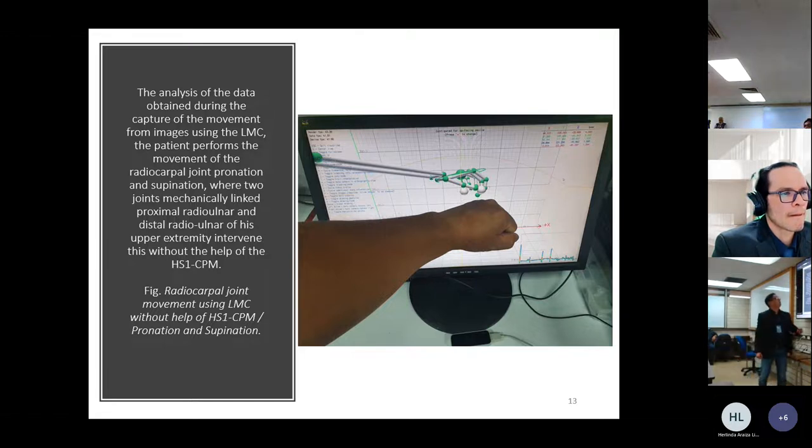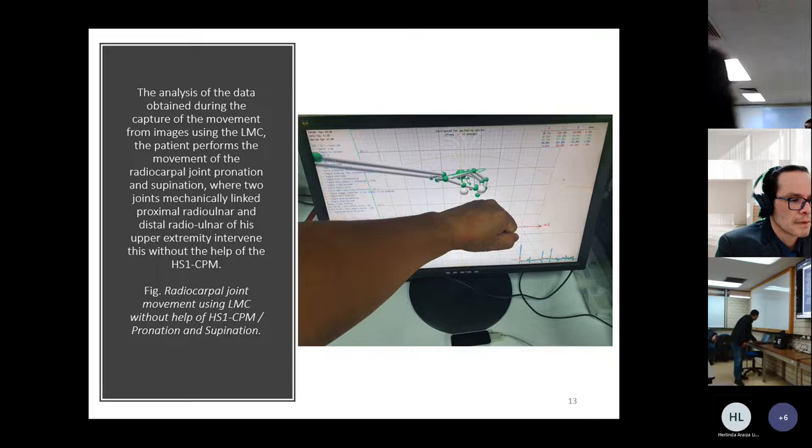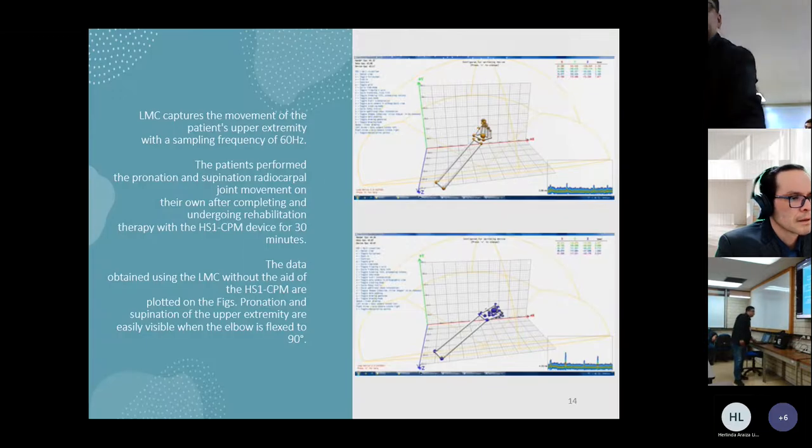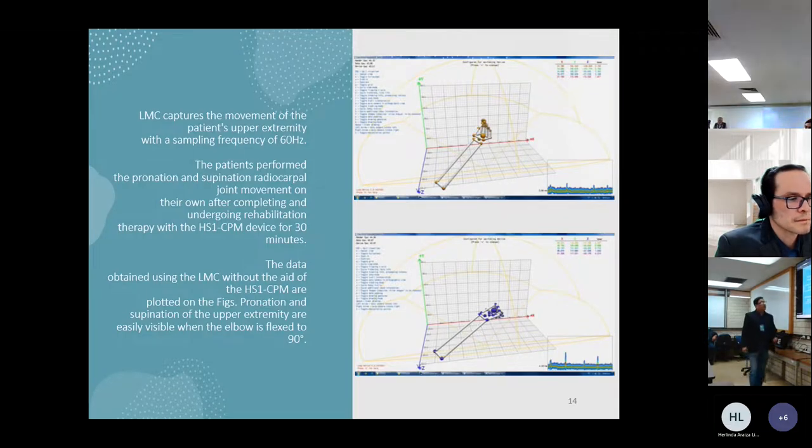Okay, we can see the user, the Leap Motion, and the register of the movement of the passive. The Leap Motion records the movement of the passive.